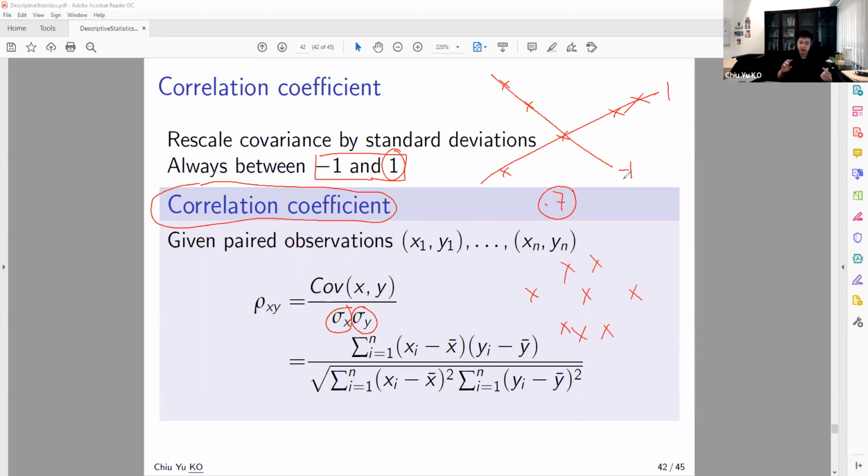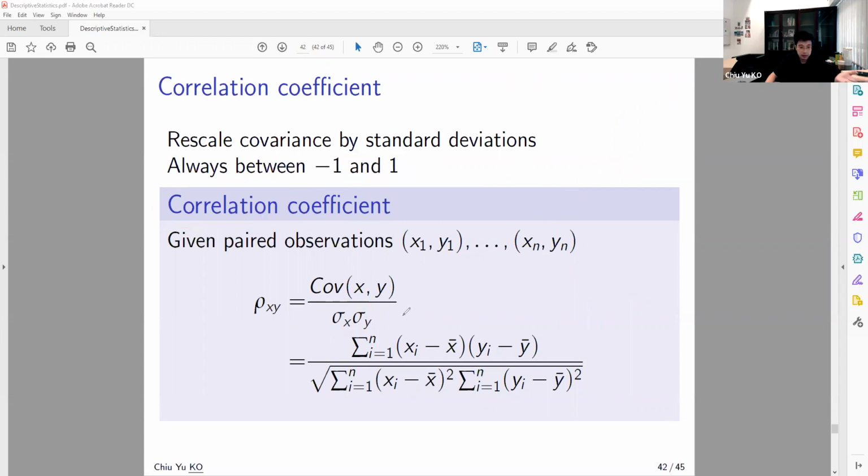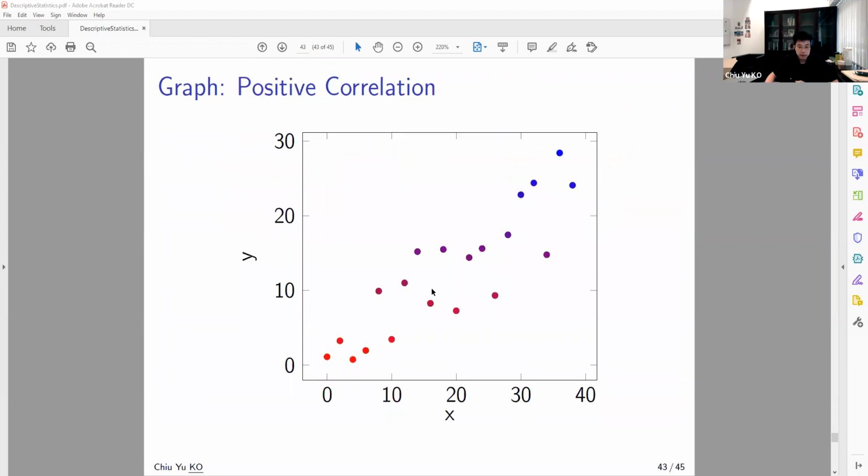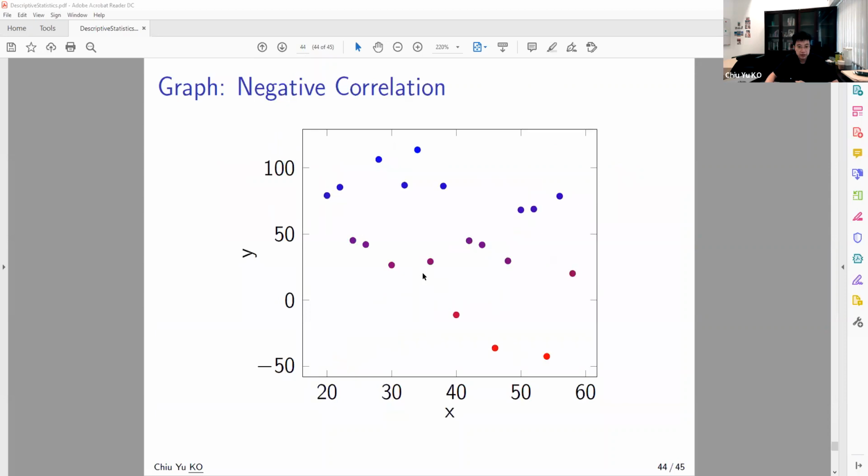It's more like comparison, like kurtosis and skewness. It's just like you compare data sets, which is more useful. Anyway, this is just the formula. There's nothing deep here, just dividing it. And as I said, this is positive, this is negative.